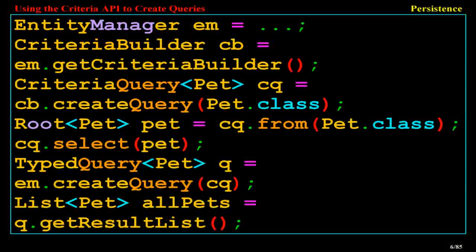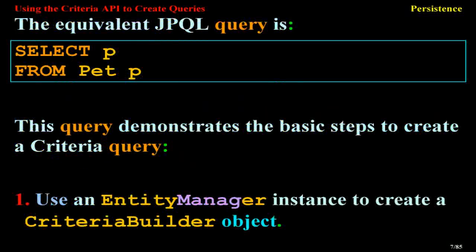EntityManager m; CriteriaBuilder cb = m.getCriteriaBuilder(); CriteriaQuery<Pet> cq = cb.createQuery(Pet.class); Root<Pet> pet = cq.from(Pet.class); cq.select(pet); TypedQuery<Pet> q = m.createQuery(cq); List<Pet> allPets = q.getResultList(); The equivalent JPQL query is SELECT p FROM Pet p.